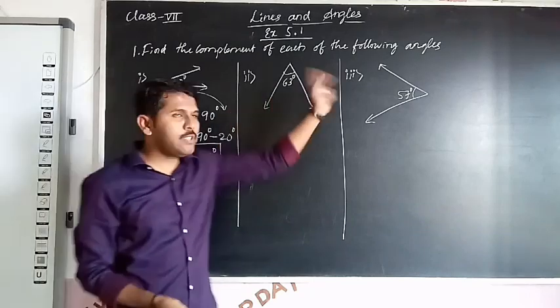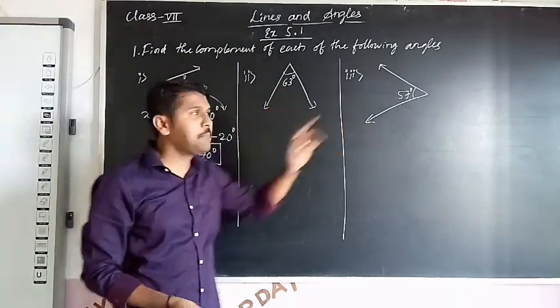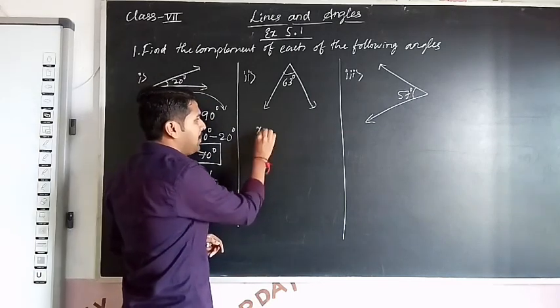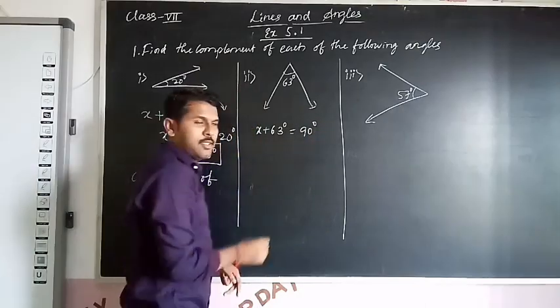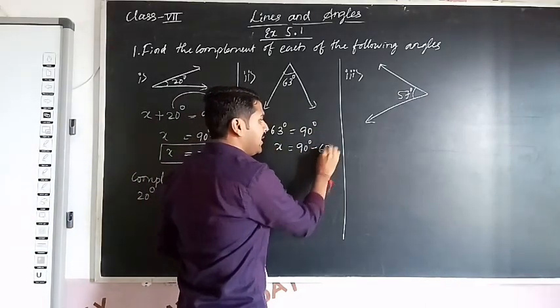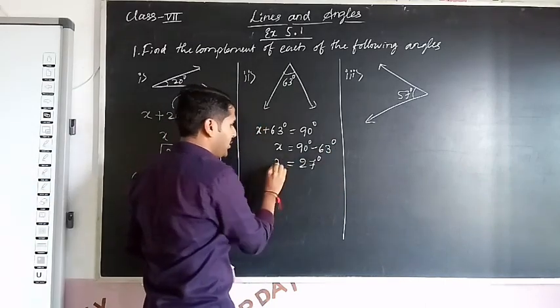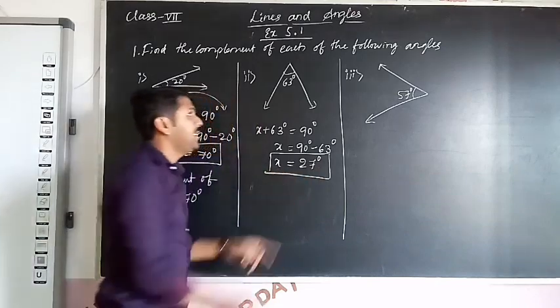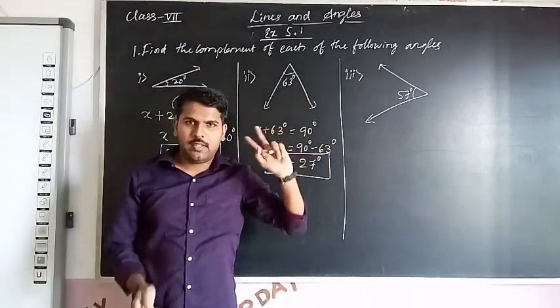Like that, try these two. Otherwise, I will explain this one also. Second one: x plus 63 degrees equals 90 degrees. So x equals 90 minus 63. What is the answer? 27 degrees. So the complement of 63 degrees is 27 degrees. This one is homework.